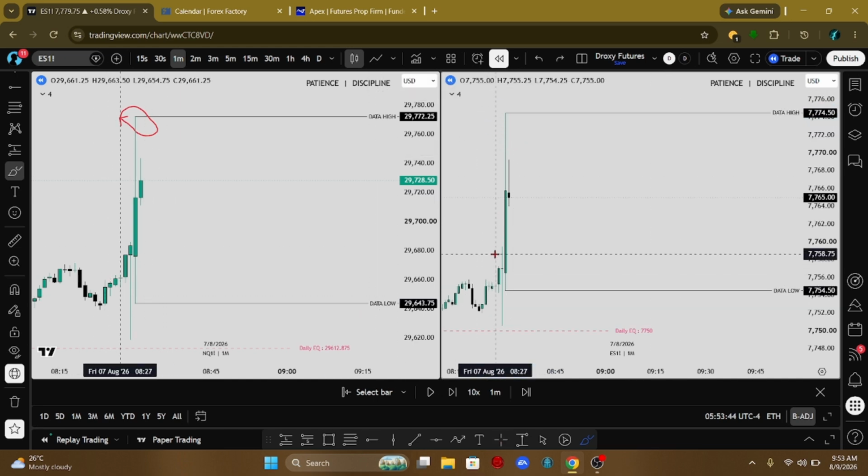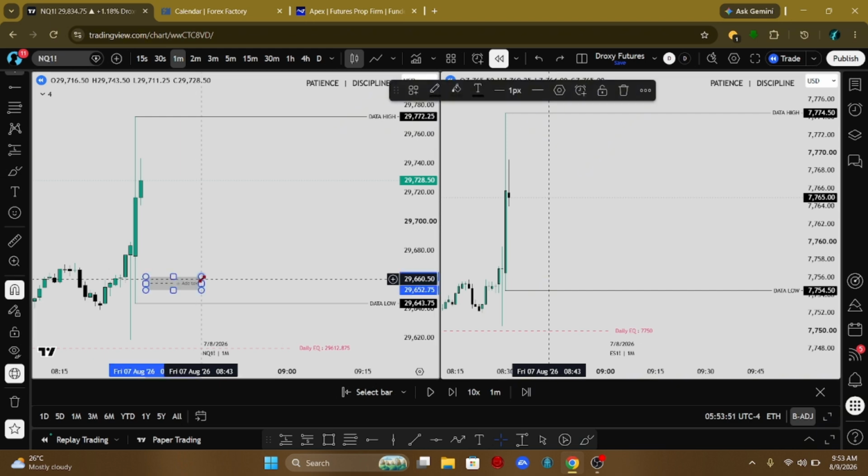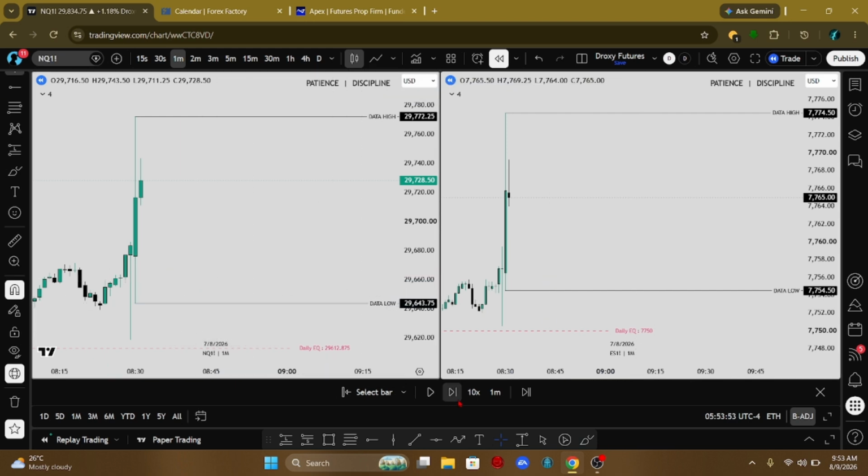Good. So let's see what price gave to us on Friday, whether it swept the low first or swept the high first. But one thing you should know, even if it sweeps the high first, we are going to sell. What we prefer is price sweeping the shorter wick first. Okay, so let's see.